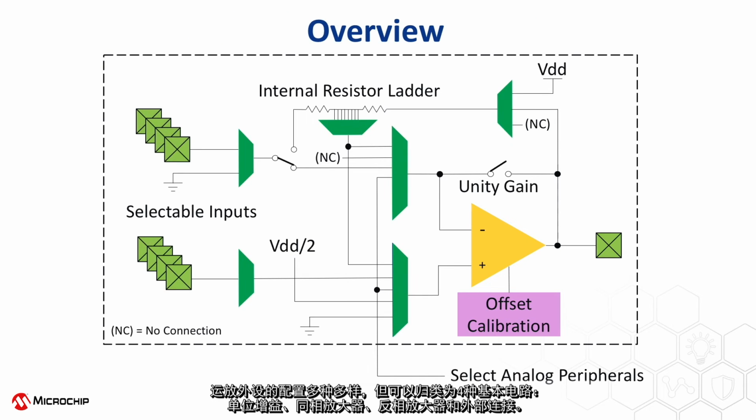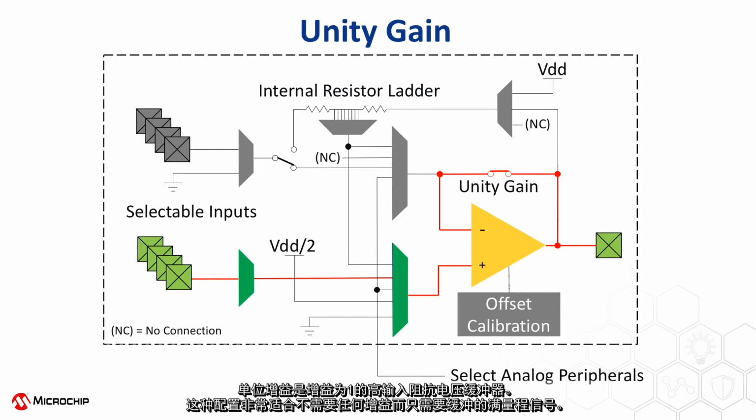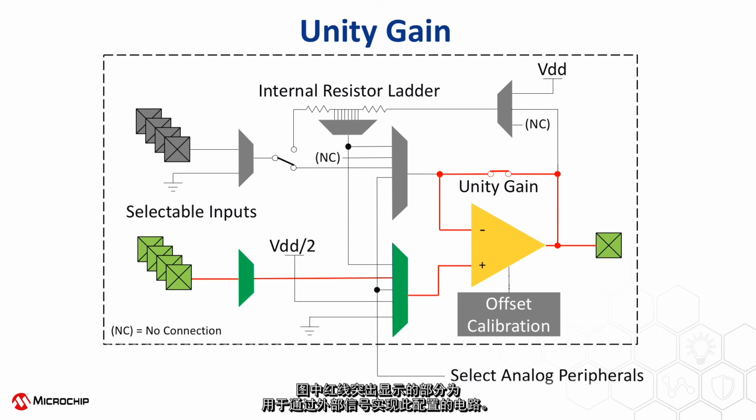While there are a kaleidoscopic number of possible configurations of the op-amp peripheral, there are 4 basic circuits: unity gain, non-inverting amplifier, inverting amplifier, and external connections. Unity gain is a high input impedance voltage buffer with a gain of 1. This configuration is ideal for full-scale signals that do not require any gain and only need to be buffered. The highlighted red lines in the diagram indicate the circuit used to implement this configuration with an external signal.